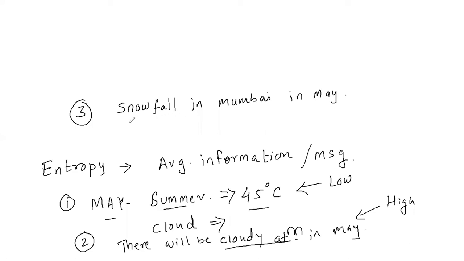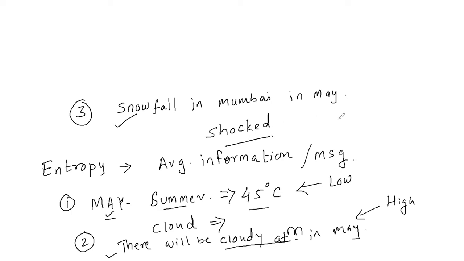Now this is again a text message. This is also a message containing the alphabet. But when I tell you that there will be snowfall in Mumbai in the month of May, everybody will not just get surprised, they will get shocked, right?